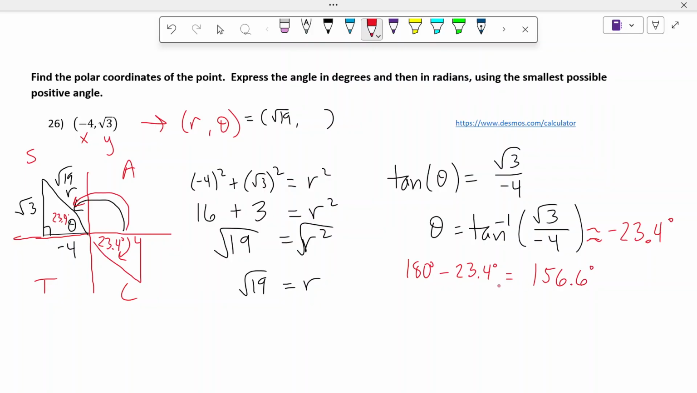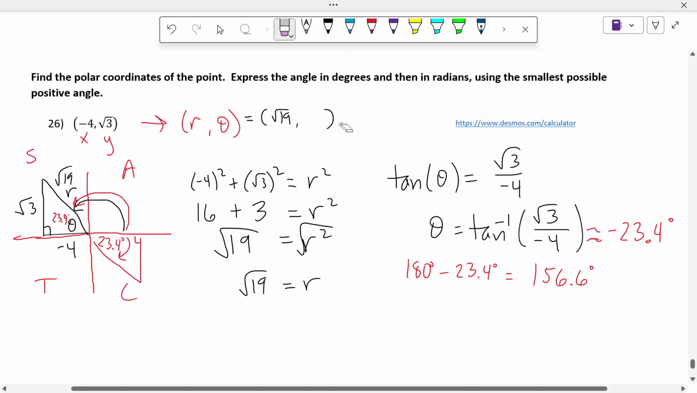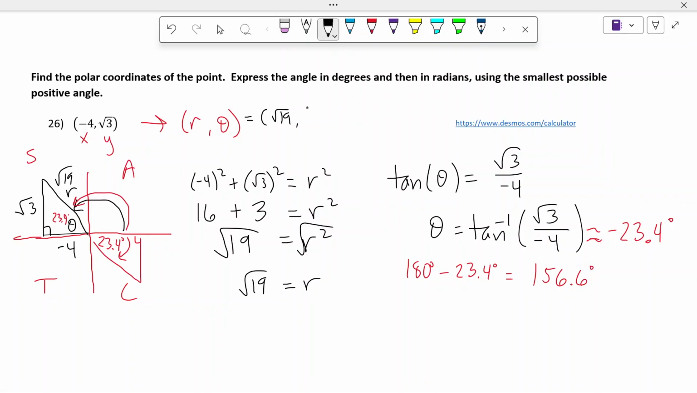156.6, is that right? Just doing some mental math here. 50, 60, 70 with a 9 and carry. Yep, so that looks right. So that's actually our angle, the angle that we want. In fact, let's give myself some more room. It's a pretty big angle.